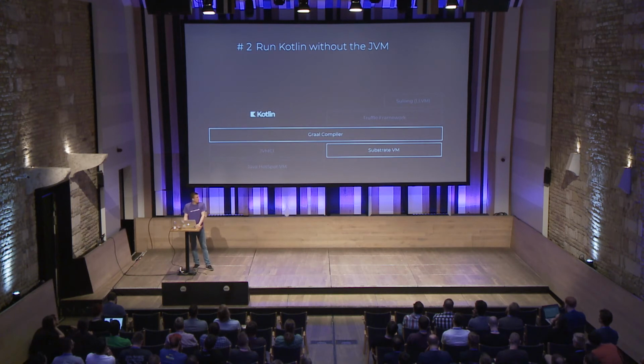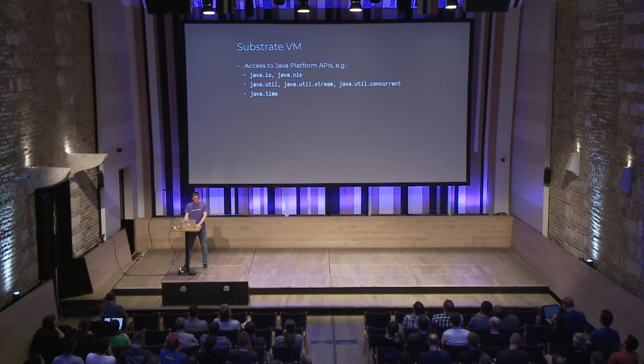Okay, so the second example is how you can run Kotlin without the JVM. In this example, I'm going to use the Substrate VM with the Graal compiler. And a few things about Substrate. It has some very nice properties. For example, you have access to almost all of the Java platform APIs.